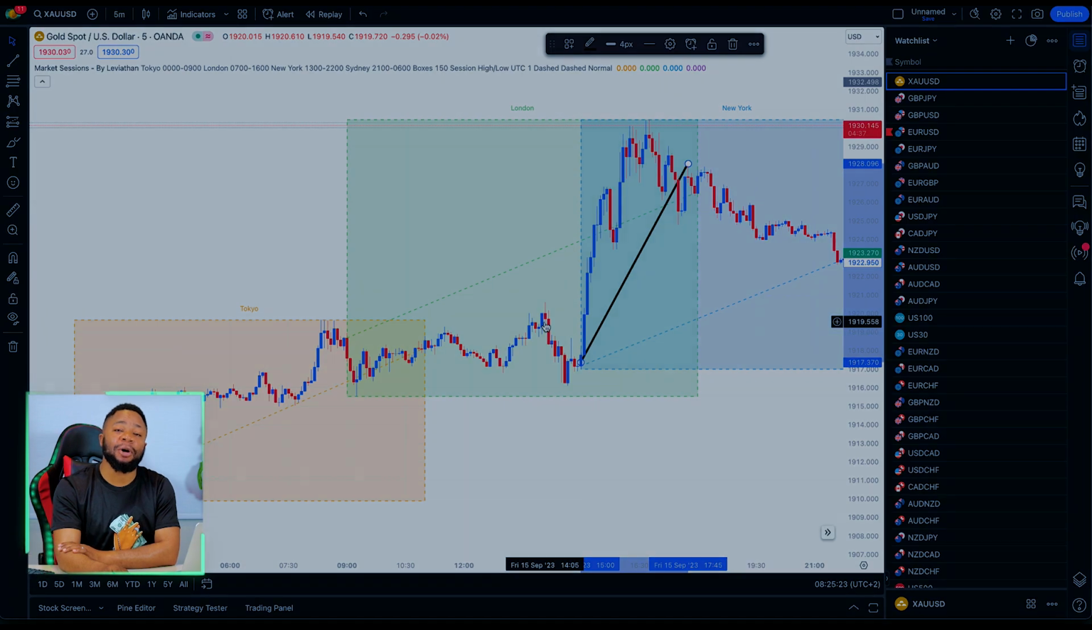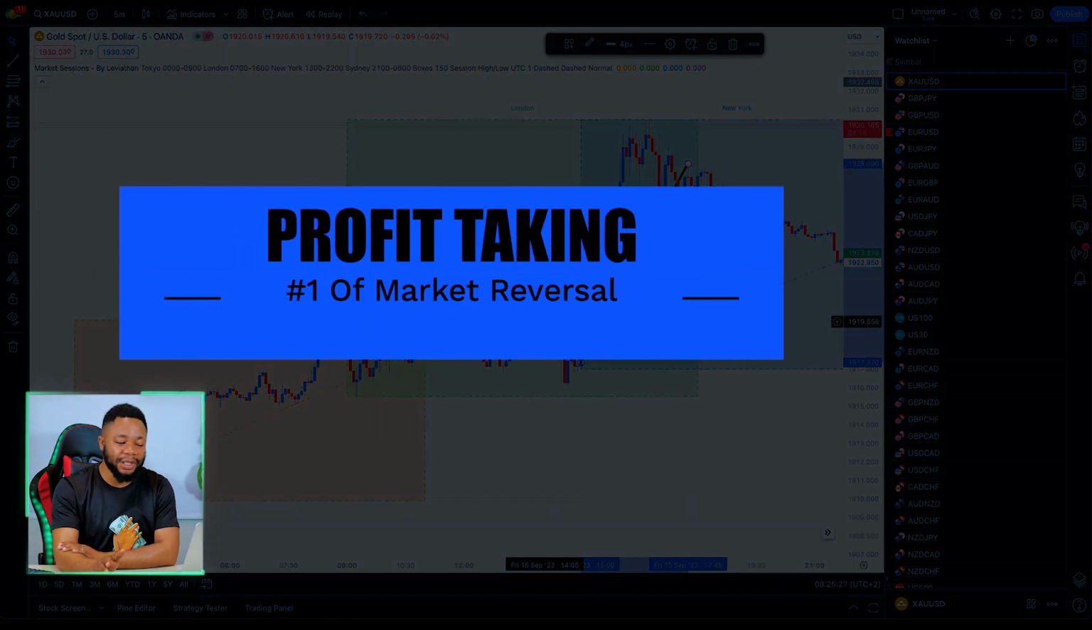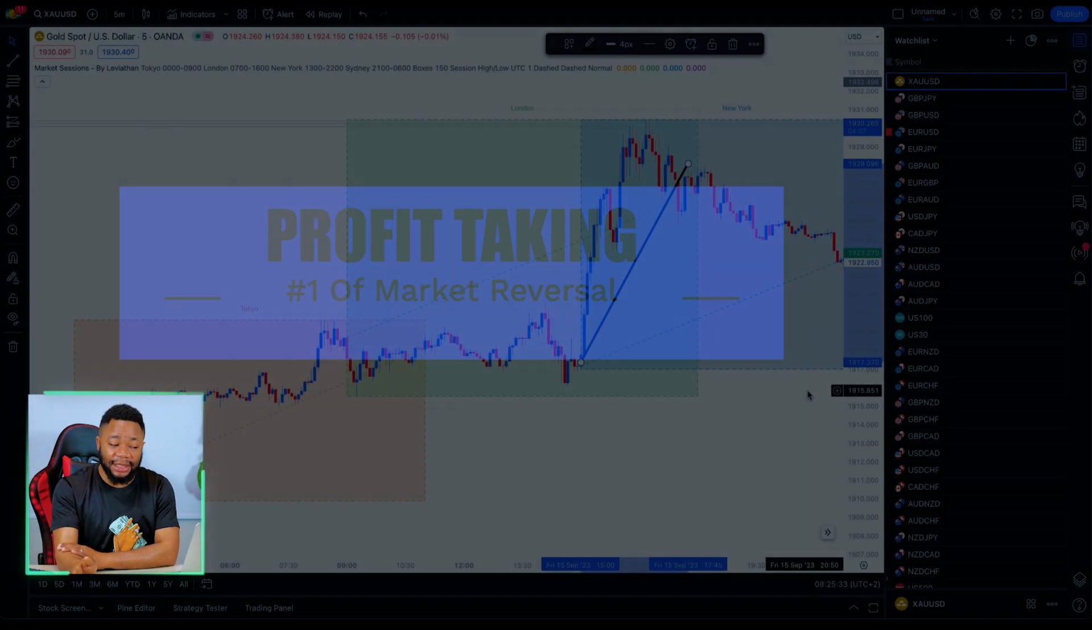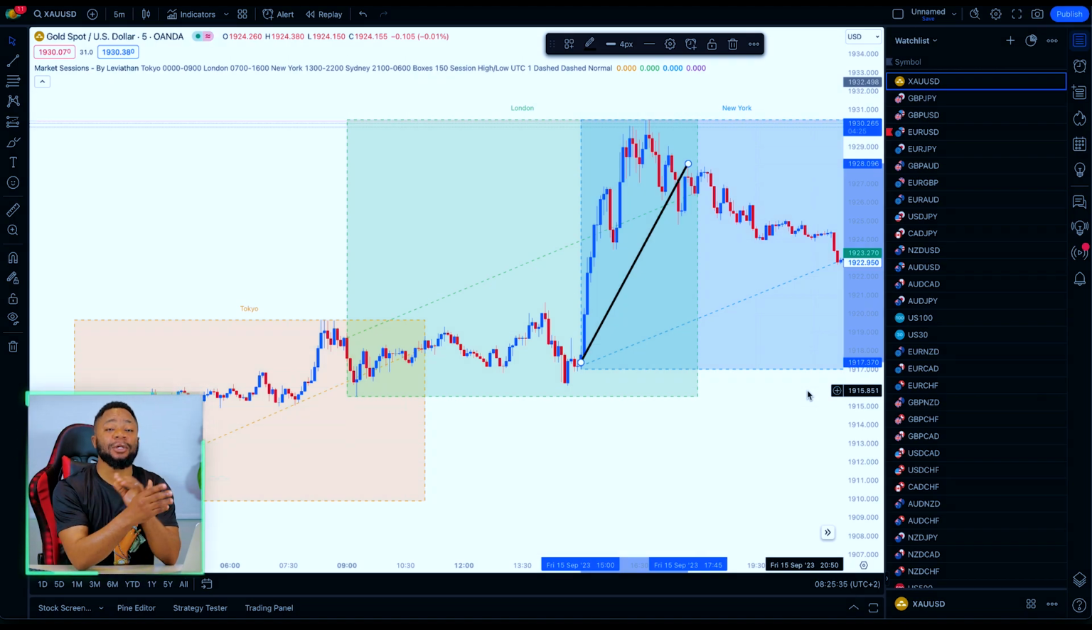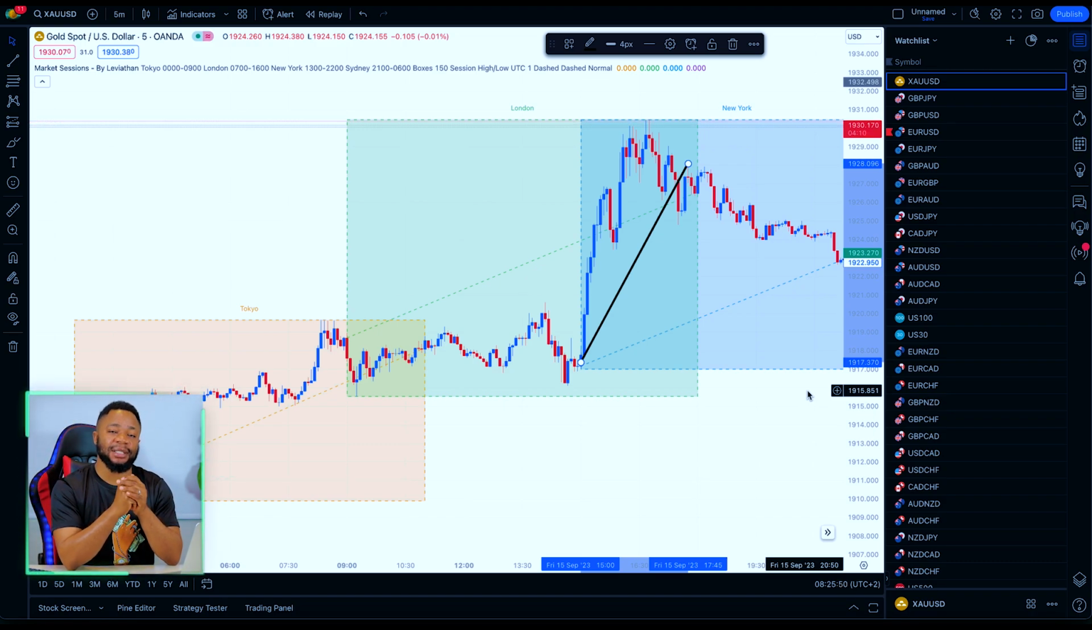Let's start with the first point on our list, which is profit taking. You need to understand that at the start of every new major market session, there were people who were trading on the previous market session. Most of them tend to take their profit as soon as we are approaching a major market session. That tends to lower liquidity and reverse the direction of the market. So the first point is profit taking.